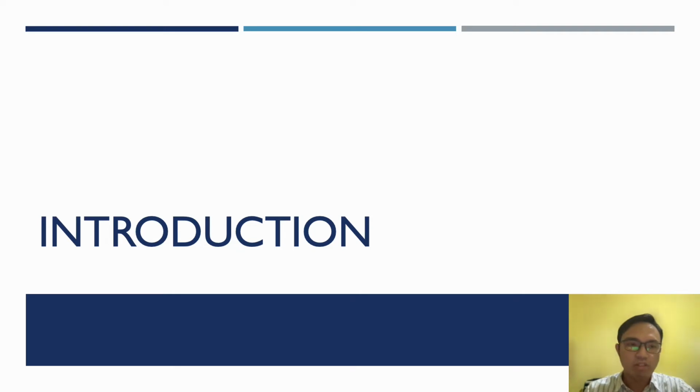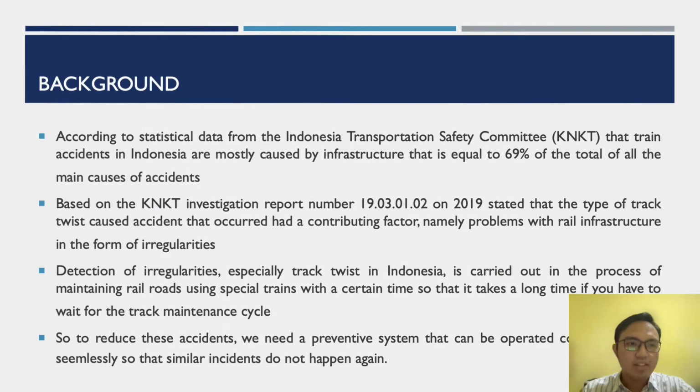First, we will talk about the introduction. According to statistical data from the Indonesia Transport Safety Committee or KNKT, train accidents in Indonesia are mostly caused by infrastructure, equal to 69% of the total of all the main causes of accidents. Based on the KNKT investigation report number 19030102 in 2019, the track twist accident that occurred had a contributing factor, namely problems with the rail infrastructure in the form of irregularities.